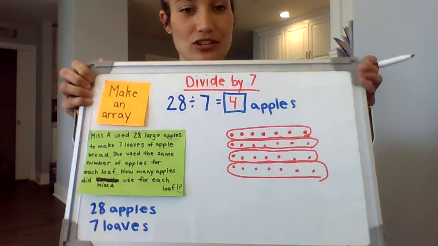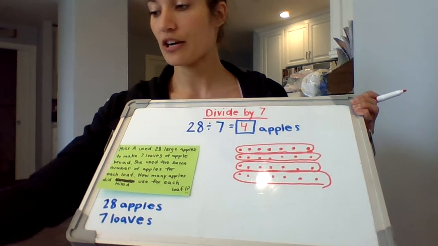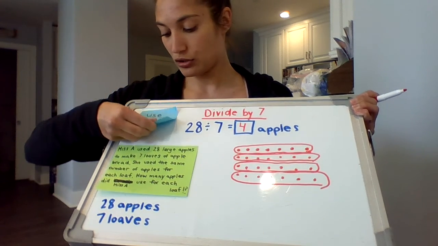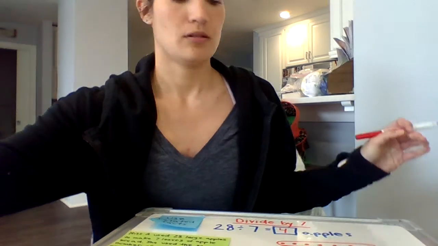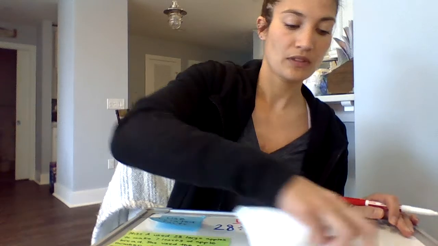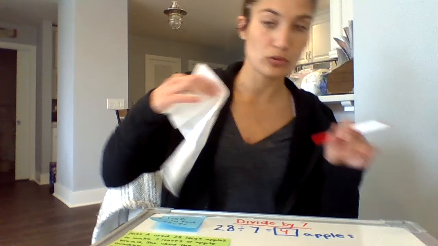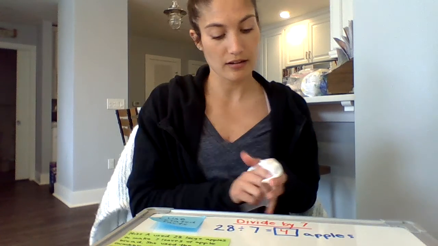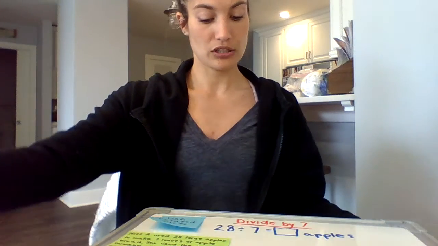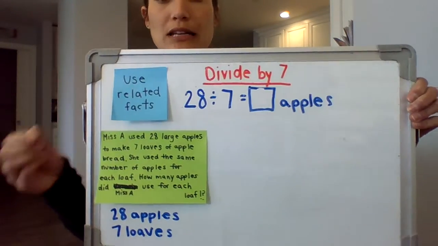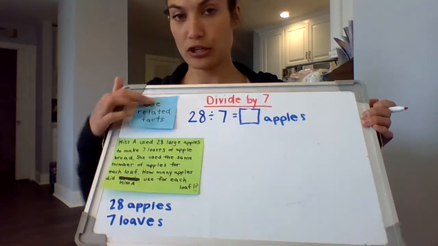Okay, that's one strategy. Now I mentioned we're going to learn 3 strategies to help us. So let's try our next strategy, which is using our related facts. So let me erase this over here. And let's see if we still get the same answer, but using a different strategy, our related facts. Okay, great. Same problem. We're still trying to figure out 28 divided by 7.